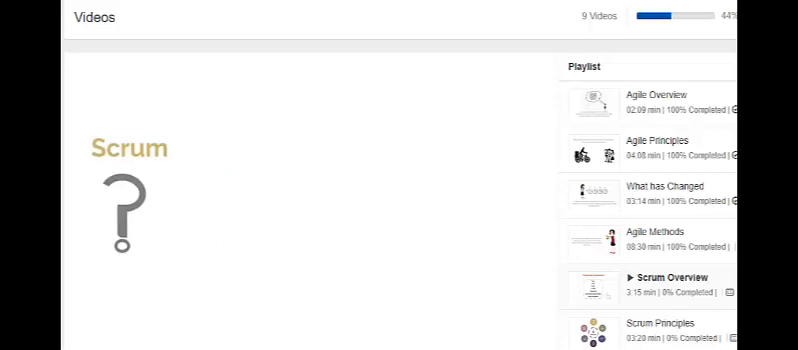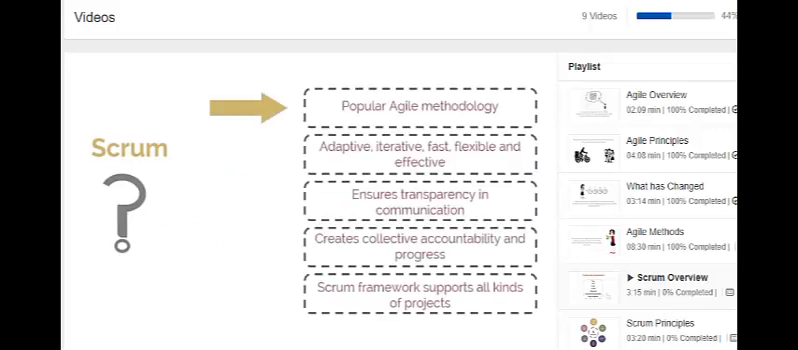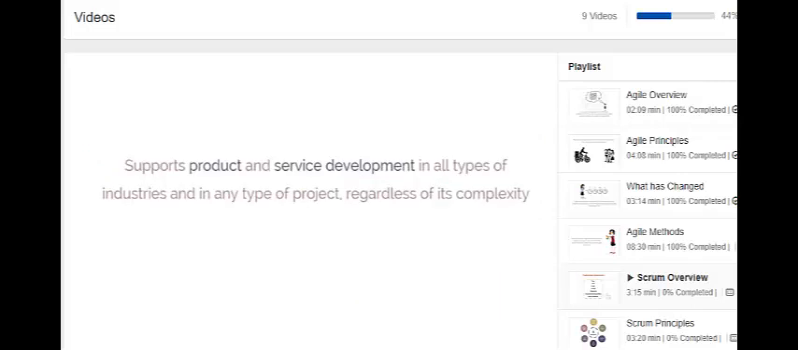So what is Scrum? Scrum is one of the most popular agile frameworks. It is an adaptive, iterative, fast, flexible, and effective methodology designed to deliver significant value quickly and throughout a project. Scrum ensures transparency in communication and creates an environment of collective accountability and continuous progress. The Scrum framework, as defined in the SBOK Guide, is structured in such a way that it supports product and service development in all types of industries and in any type of project, irrespective of its complexity.